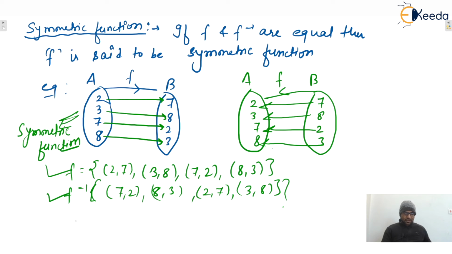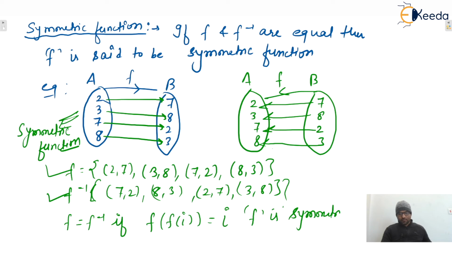And in the symmetric function, f equals f inverse if and only if f of I is equal to I, then we can say that f is a symmetric function. Let's say the I value is 2. So f of 2 will be what? F of 2 will be 7, and is that equal to I or not? If f of I is equal to I, then that function will be symmetric.